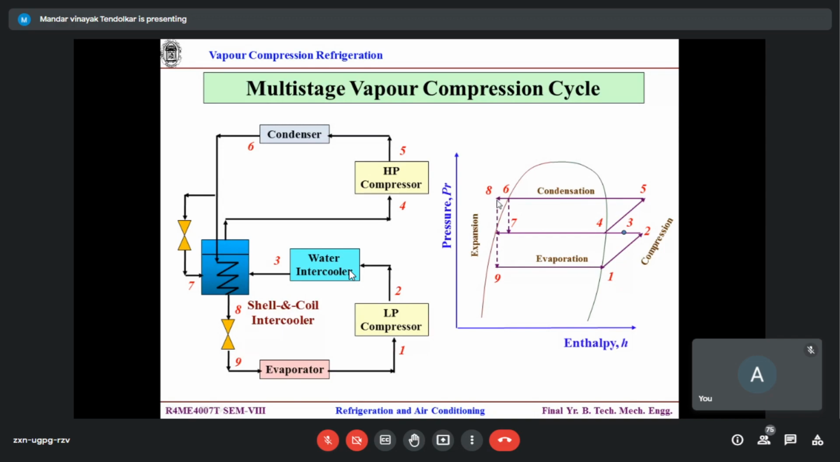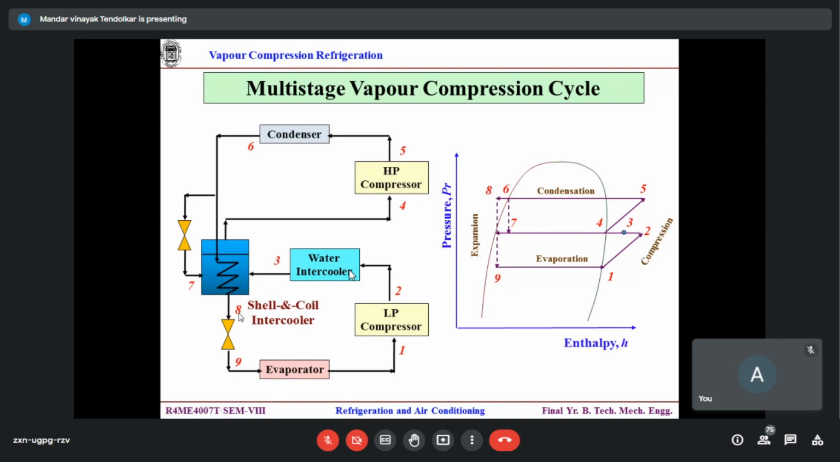After that, it will absorb the heat and expansion. So here my expansion is not 6 to 7 and let's say 7 dash to 9. Not two stage. Expansion is single stage, 8 to 9 directly. This is only pipe. This is only pipe. This is also only pipe. Expansion is between 8 to 9 directly.